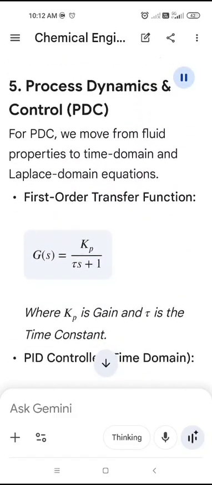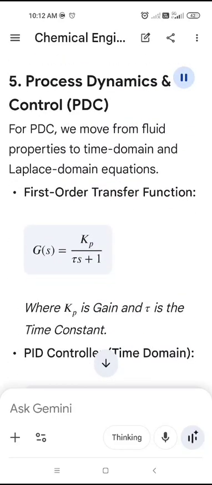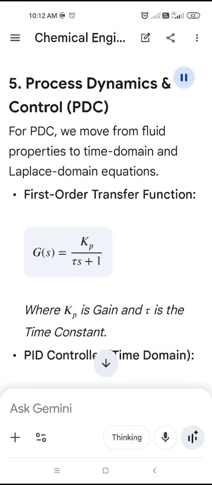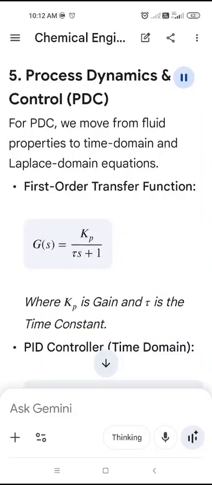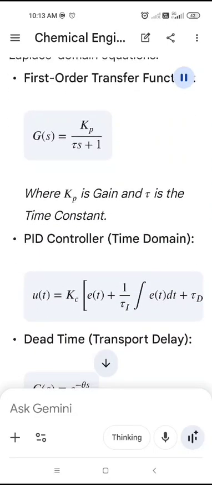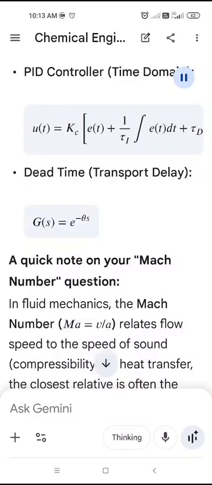5. Process dynamics and control, PDC. For PDC, we move from fluid properties to time domain and Laplace domain equations. First order transfer function, where K_p is gain and tau is the time constant. PID controller, time domain. Dead time, transport delay.